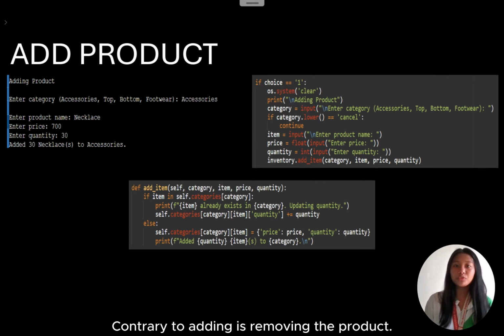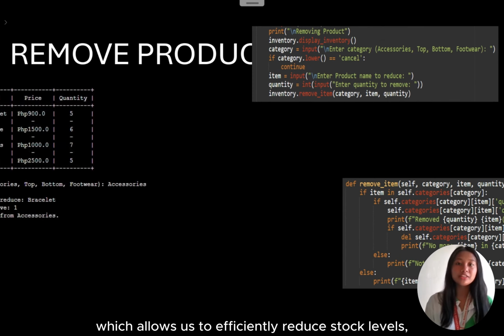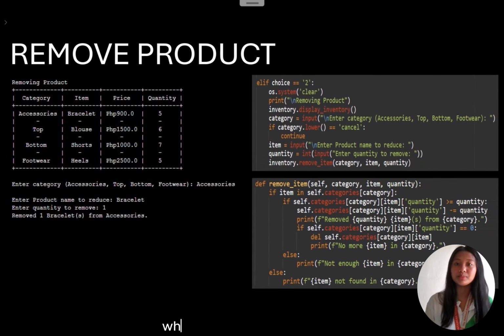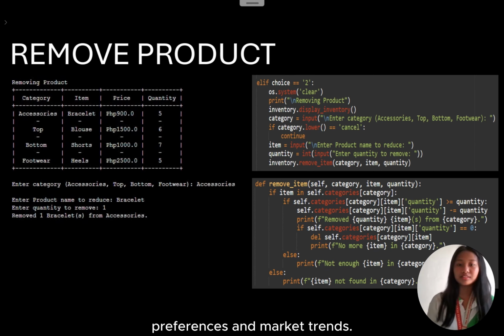Contrary to adding is removing the product. In this action, we have utilized the remove item function, which allows us to efficiently reduce stock levels, whether due to low demand or other strategic considerations. With just a few keystrokes, we can adjust quantities, keeping our inventory aligned with consumers' preferences and market trends.